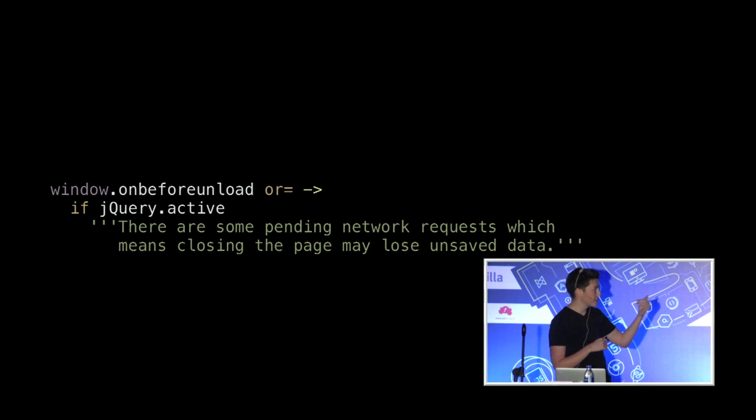Now jQuery has this active property. It's undocumented, but an active property is basically an integer count of the current Ajax connections. So if there's more than one connection, then this flow control will return true, a string will be returned, and the user will be prompted to see if they actually want to close the tab.